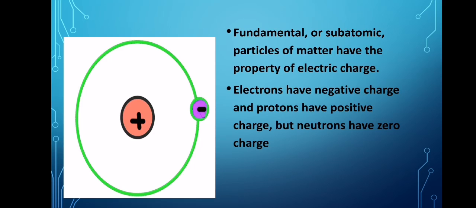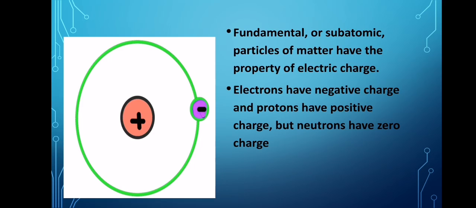Neutron is a neutral particle, while protons are positively charged particles. So, the nucleus carries positive charge due to the presence of these positively charged particles, protons. Electrons are negatively charged particles.